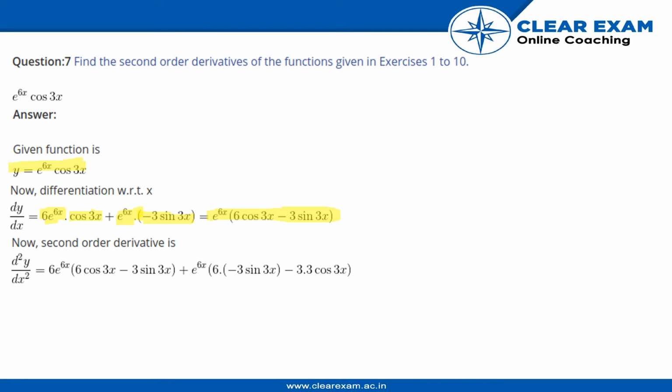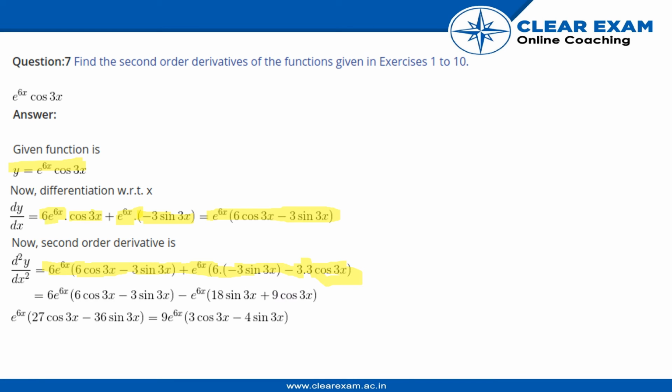Again, differentiating this with respect to x, we get d2y by dx square, which is equals to 6e to the power 6x into 6 cos 3x minus 3 sine 3x plus e to the power 6x into 6 into minus 3 sine 3x minus 3 into 3 cos 3x. We have evaluated the RHS by product rule.